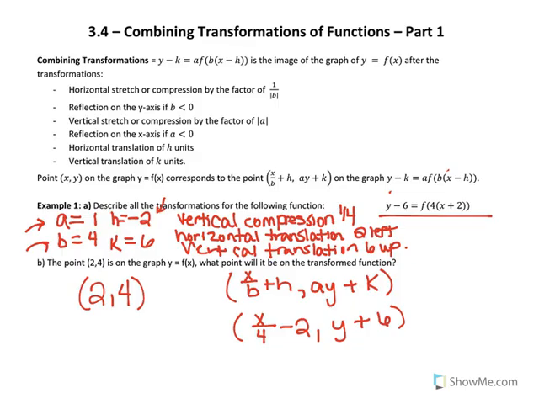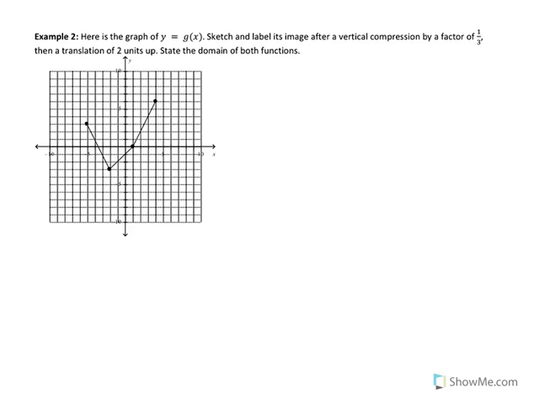So we're going to plug in a 2 for our x value, so we have 2 over 4 minus 2. And we're going to plug in a 4 for our y value, so we would get (negative 1.5, 10) as our new point. And that's kind of how we're going to do all of our transformations for graphs. You pick your points and then plug them into the manipulated point equation. So we're going to sketch and do all of this for the following function.